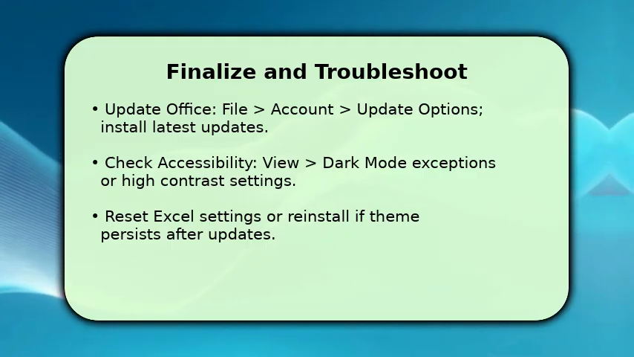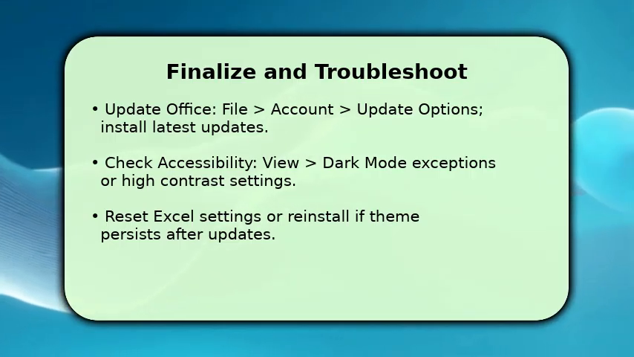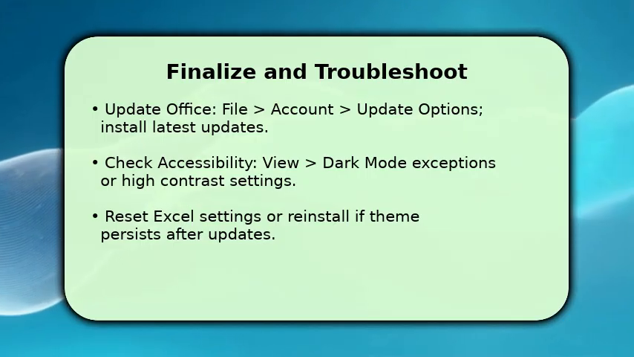Once updated, inspect view and accessibility settings for dark mode exceptions or high contrast overrides. Turn those off if active. If Excel still shows dark elements, export your settings, reset Excel to default, or reinstall Office as a last resort. This clears persistent theme cache.